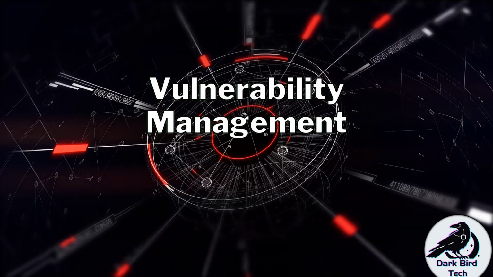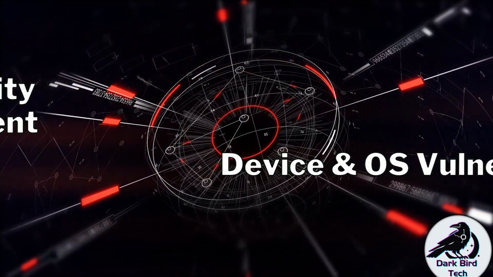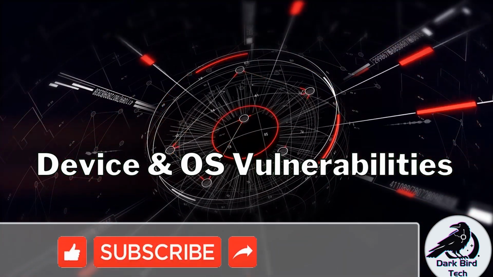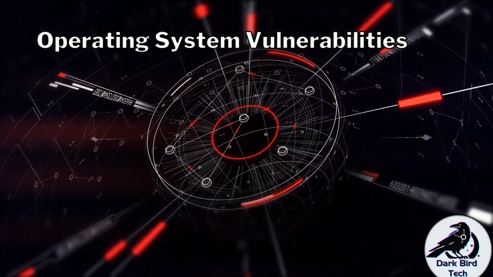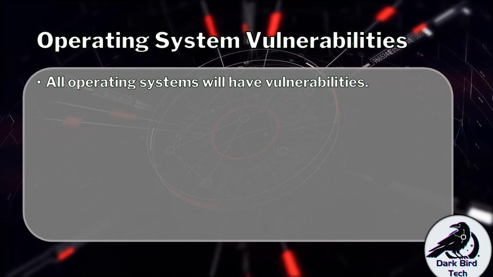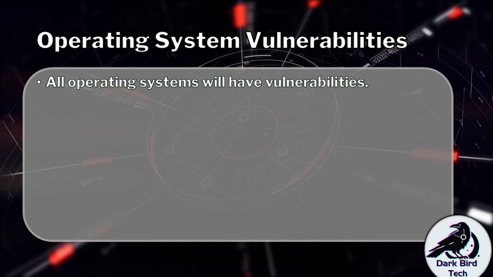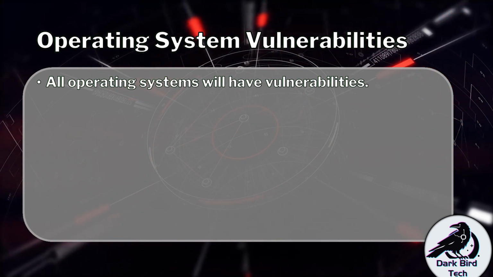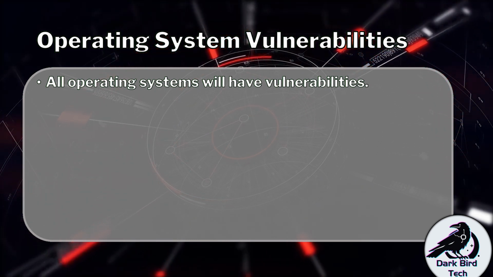So let's get into vulnerability management, and the first section we're going to tackle is the device and operating system vulnerabilities. Let's start out with some low-hanging fruit, the operating system vulnerabilities. And of course, all operating systems are going to have vulnerabilities. Remember, a vulnerability is a weakness in how something was made. Generally, it occurs through a bug in programming or something similar to that.